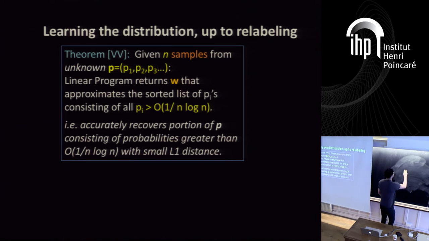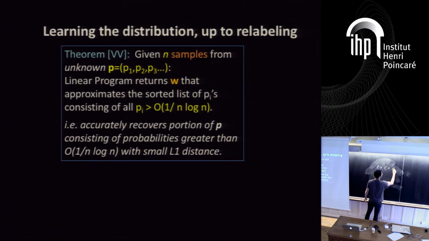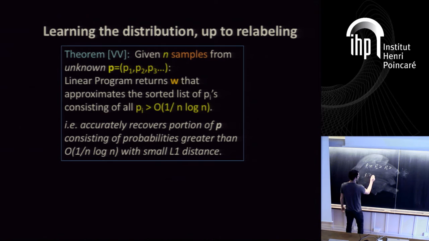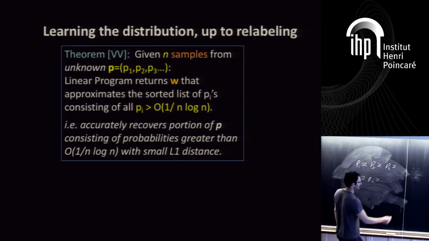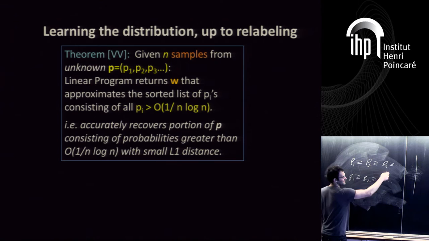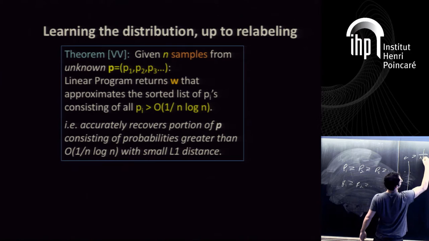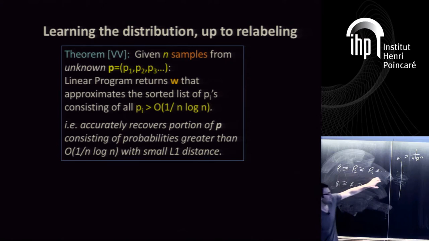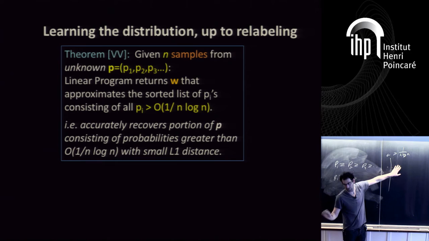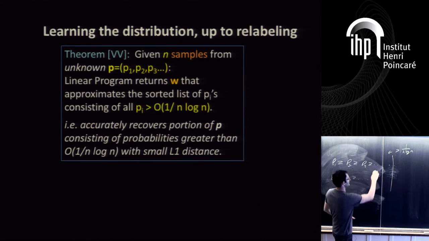Namely, say the true list of unlabeled probabilities is like this. We're going to recover some vector q with the property that if you look at the L1 distance between these, it'll be small for the portion whose value is at least 1 over n log n. So it's basically saying we're making no effort to do anything about the small probabilities. The guys whose probability is less than 1 over n log n, we're not going to hope to estimate them. But any probability that's more than 1 over n log n is going to be here, and we're going to get a good approximation of it in the vector we recover.